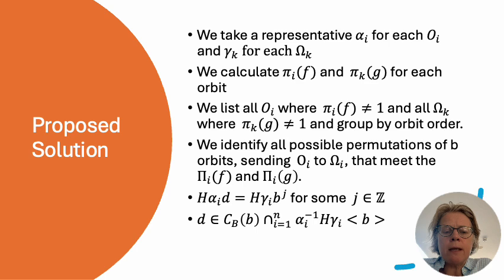Remembering also that the element D has to be in the centralizer of B because it has to permute the B orbits, we end up concluding that if there is a conjugator, then that requires there to be an element D in B, which is in the centralizer of B and is also in the intersection of alpha i inverse H gamma i cyclic B, which is a double coset. Here we're assuming that we've got a finite number of orbits, so we've got n orbits, so it has to satisfy that for each orbit.